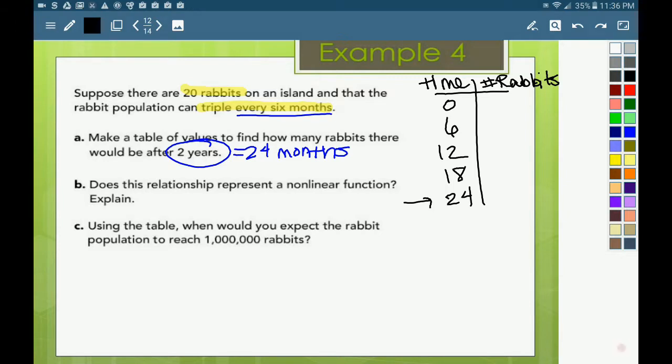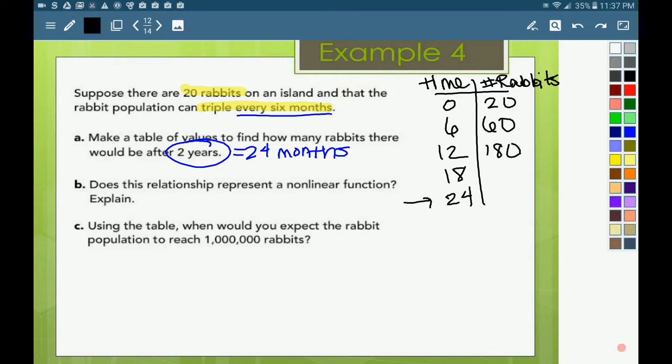So it says, suppose there are 20 rabbits on an island. Well, that's what we start with. So as no time goes by, we should be starting with 20 rabbits. And then 6 months goes by, and that number is going to triple. 20 times 3 would be 60. Now, it says it triples every 6 months, so if another 6 months go by, I need to multiply the 60 by 3 as well. So 60 times 3 is going to be 180.